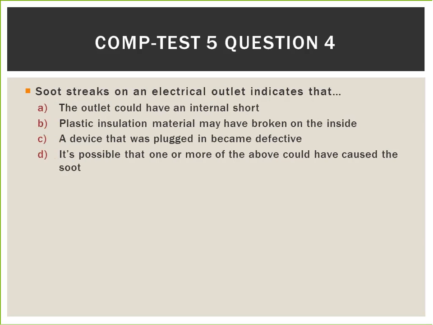Comp Test 5, question number 4. Soot streaks on an electrical outlet indicates that A, the outlet could have an internal short, B, plastic insulation material may have broken on the inside, C, a device that was plugged in became defective, or D, it's possible that one or more of the above could have caused the soot. Answer D is the best answer here because answers A, B, and C are all potential causes of the soot streaks on an electrical outlet.